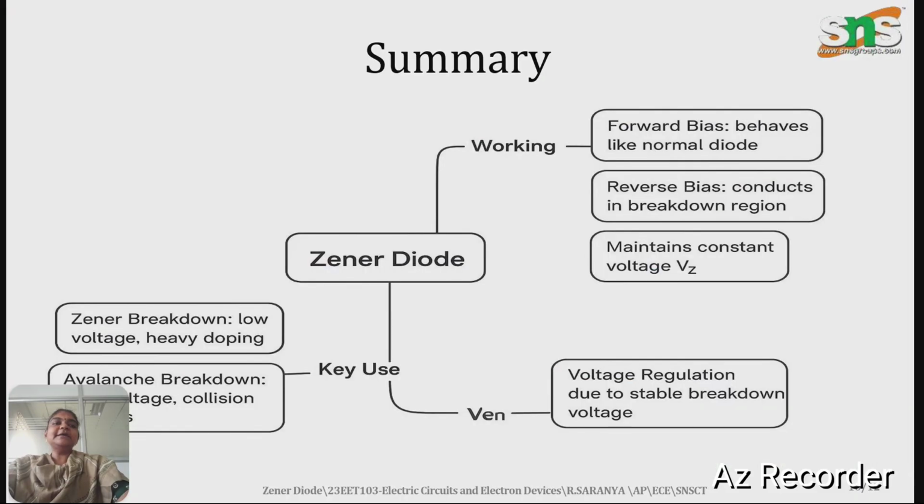In summary, the Zener diode is used as a voltage regulator due to its stable breakdown voltage. In forward bias it behaves like a normal diode, and in reverse bias it exhibits breakdown. It maintains the constant voltage VZ in reverse bias.